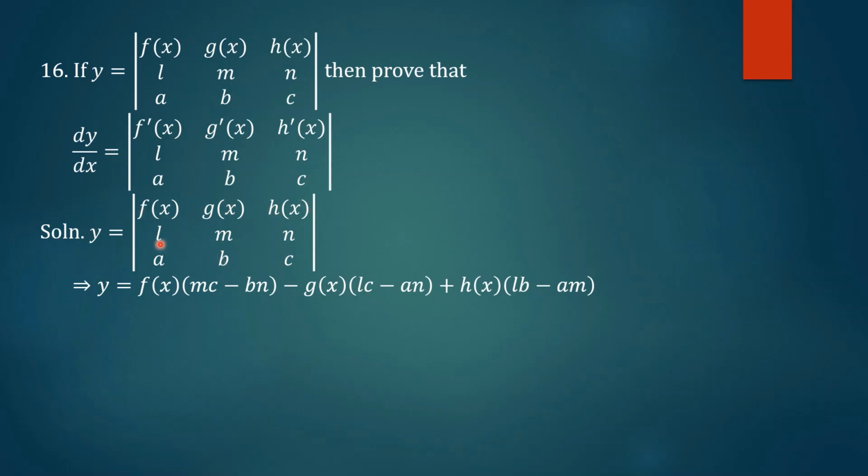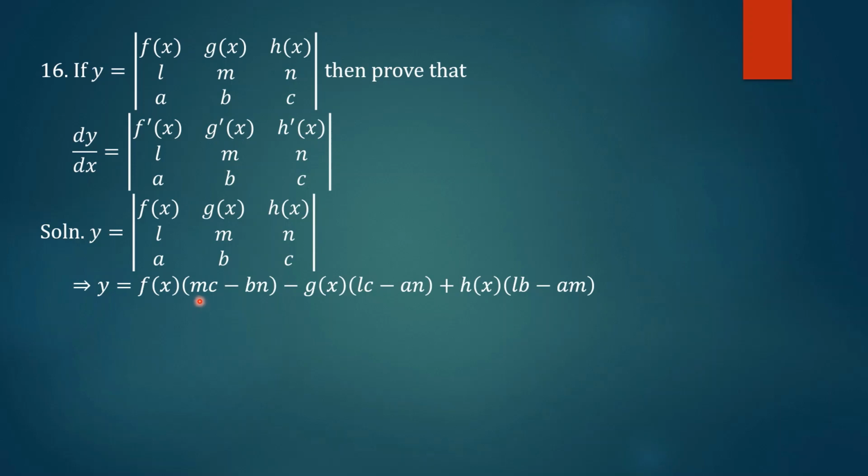So now this time L and AC are remaining, cross product LC minus AN, we write here LC minus AN. Then go again plus, this time HX is HX, leave the column and row where HX is situated. So now these four terms are remaining, take cross product LB minus AN. Now differentiate, and keep in mind that A, B, C, L, M, N are constant numbers.